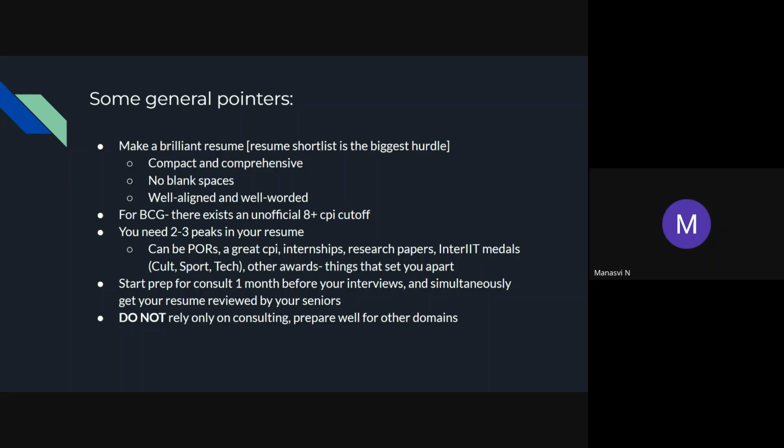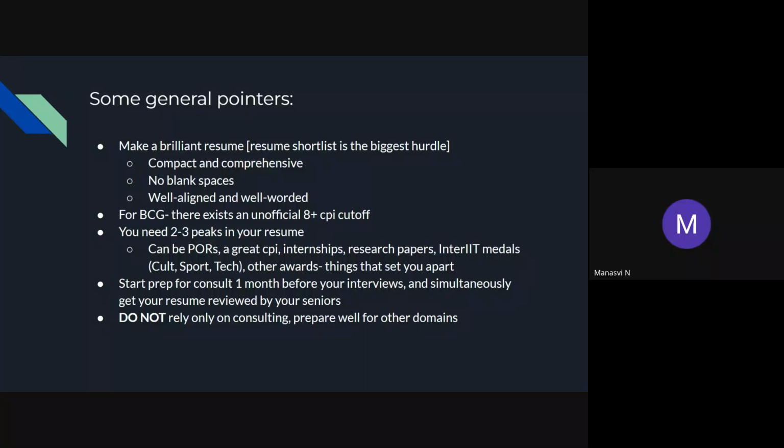Another thing is that a lot of people say that after the shortlist you can start your preparation. I would still suggest that you start a little earlier. At least start looking at what cases are, what frameworks are.